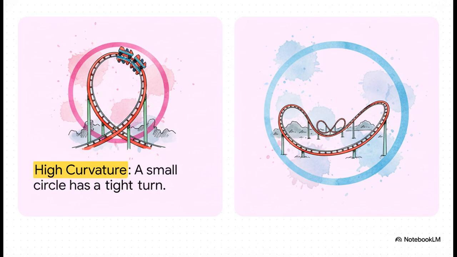Over on the left, you've got a small, tight circle. That's high curvature. Think of it as that hairpin turn. Then on the right, you see a huge, gentle circle. That's low curvature, kind of like a big sweeping off-ramp on the freeway. It's that simple. The tighter the turn, the higher the curvature.